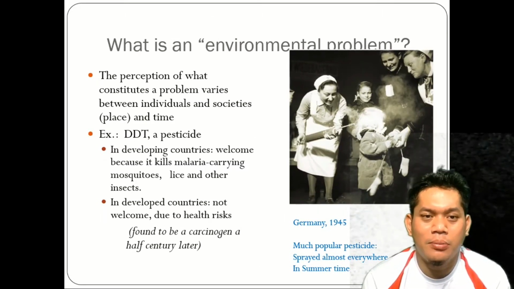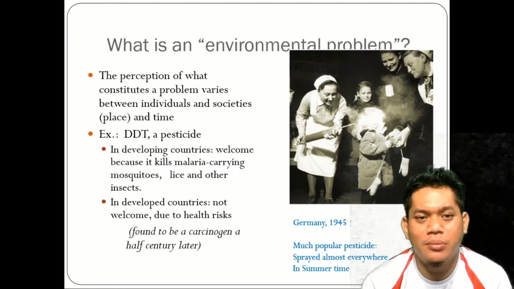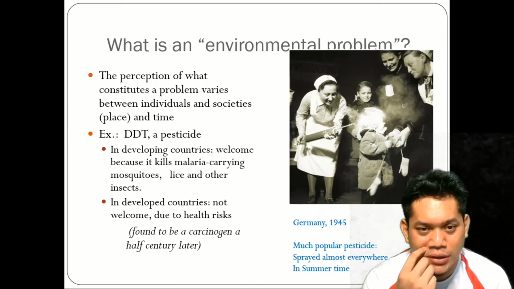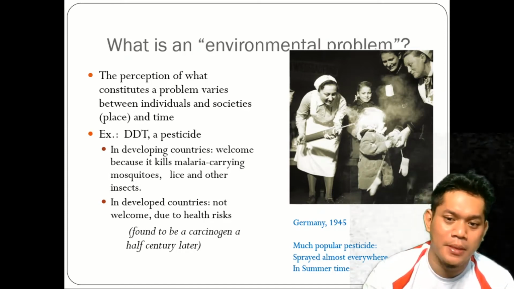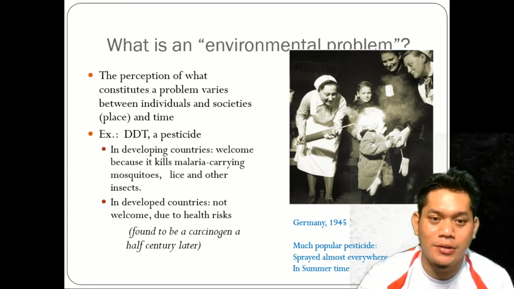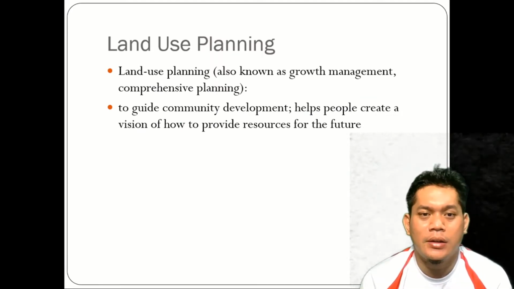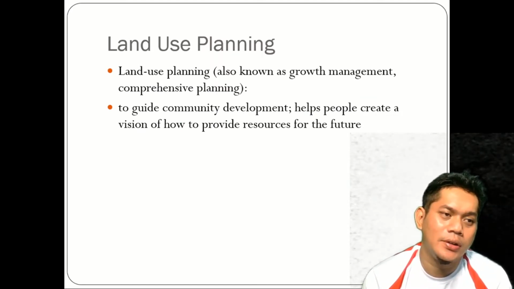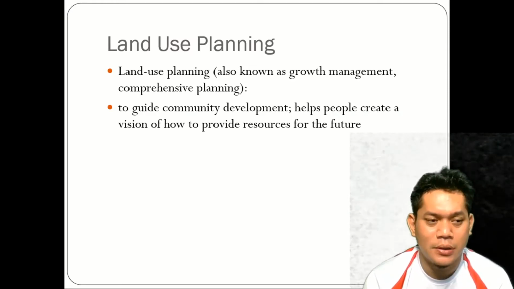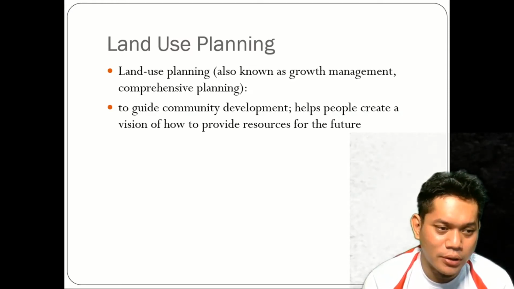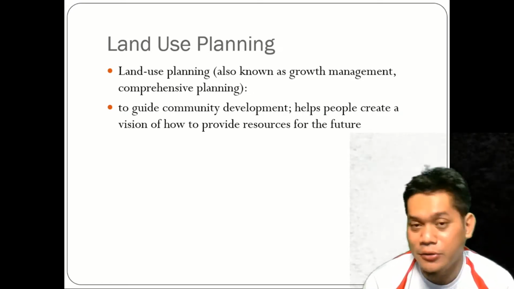So the problem with the environment is that perceptions of what constitutes a problem vary between individuals and also between society, places and time. Alright, so you can read this one. The idea of having a solution for the environment is to come up with land use planning.